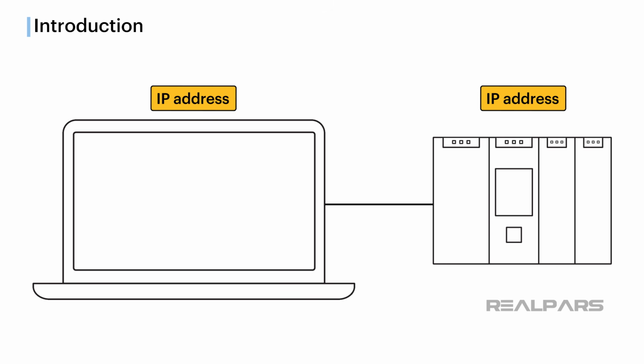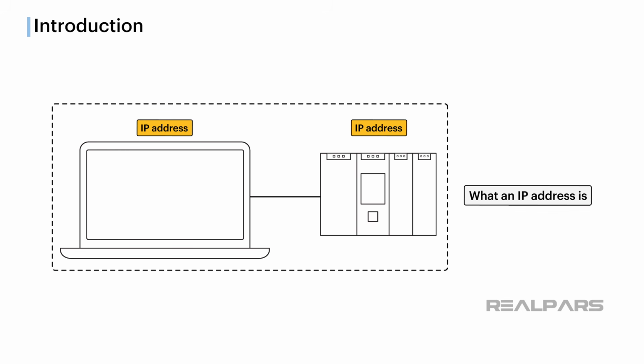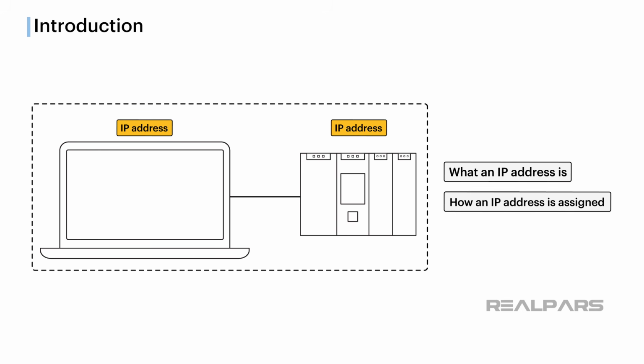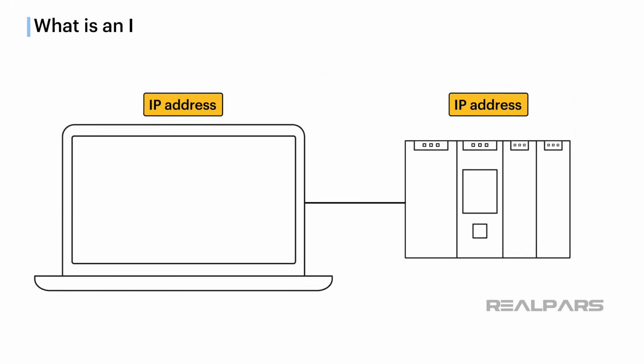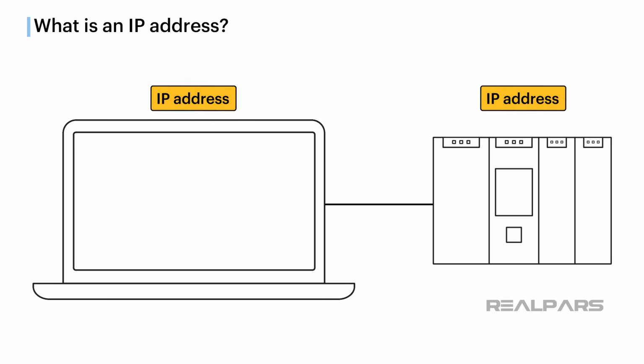Before we dive in, let's do a quick recap on networking basics by talking about what an IP address is, how an IP address is assigned, and why we use static IP addresses in industrial automation. Any device that communicates on an Ethernet network using a TCP/IP-based communication protocol must have an IP address.